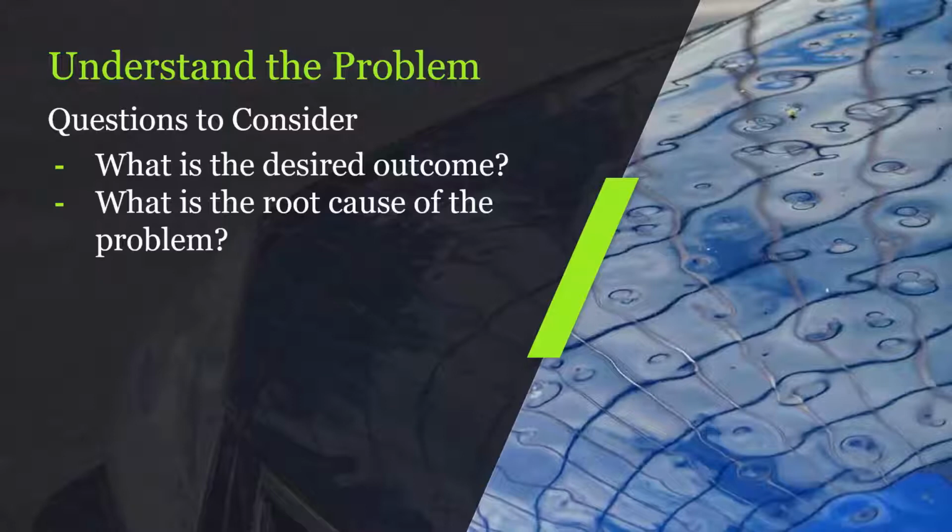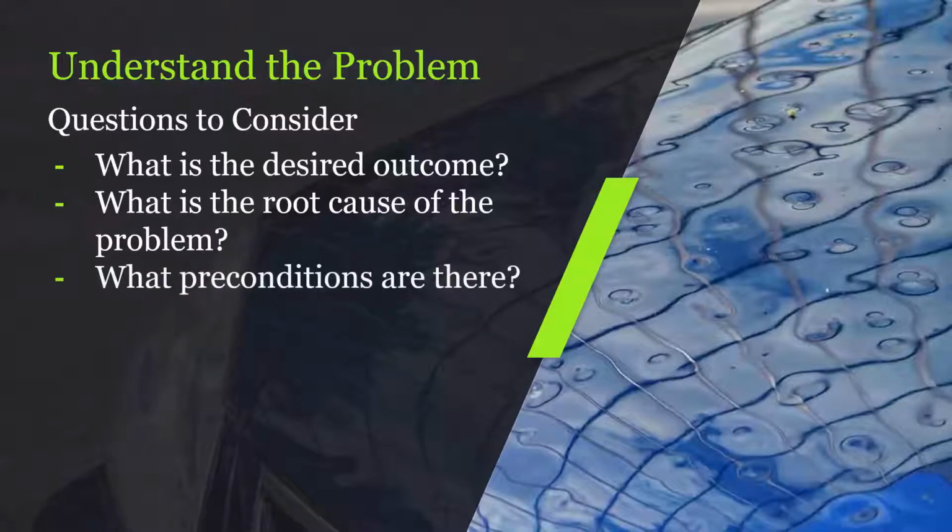Now, one thing that can help us figure out the root cause is seeing if there's any preconditions. So maybe I only see new damage when there's bad weather. Maybe I only see new damage when I go to the grocery store. So it gives us a hint of where maybe the problem is occurring.